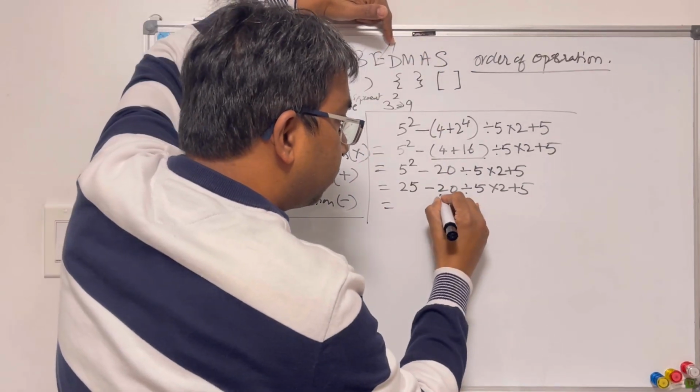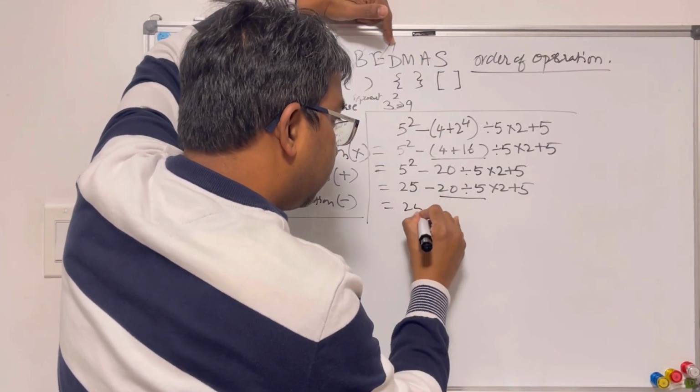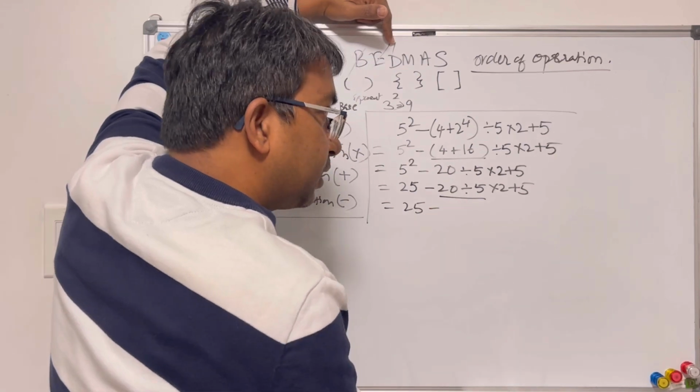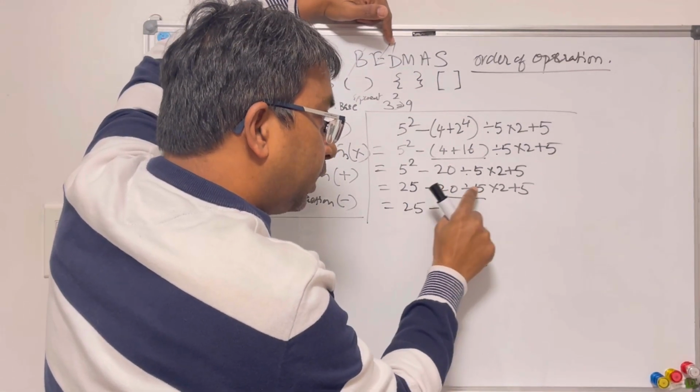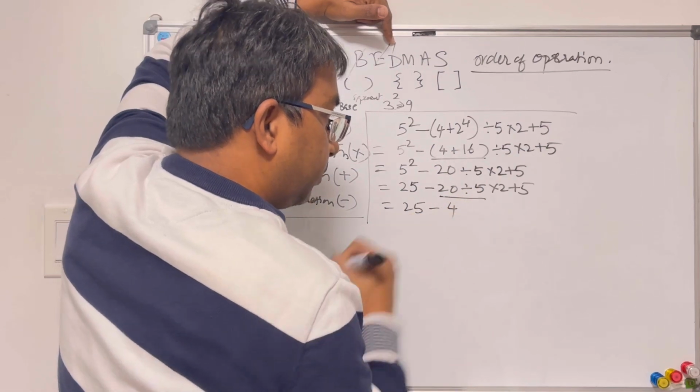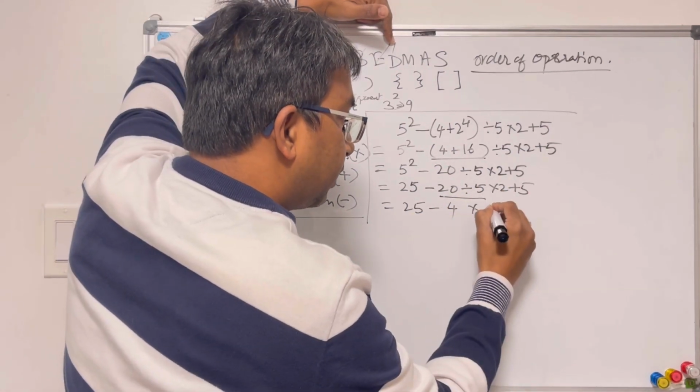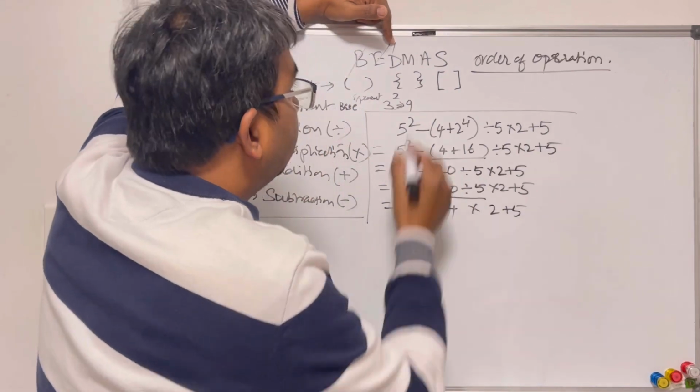So divide is this one, this piece. So rest all things as is. So put the minus as is because the division is happening between 20 and 5. So 20 divided by 5 is 4, right? Then rest as is. Now divide is also gone.